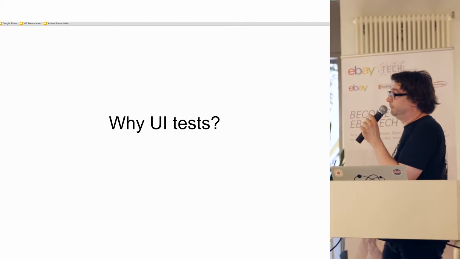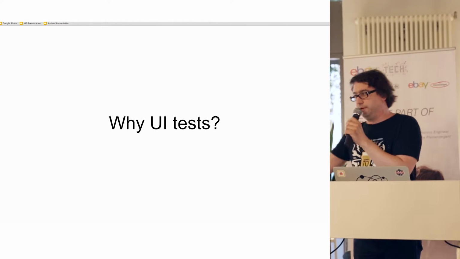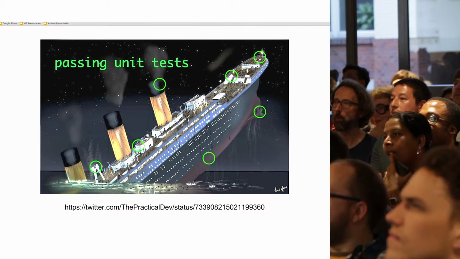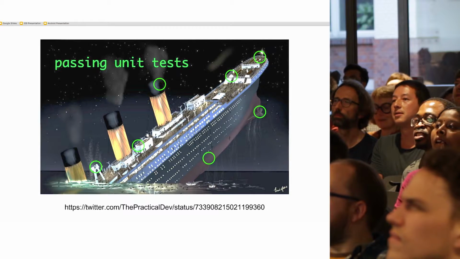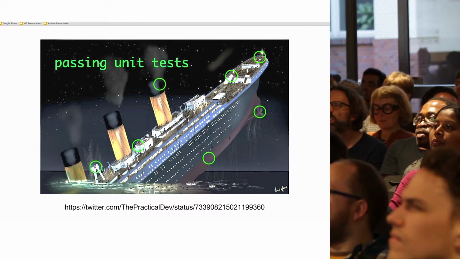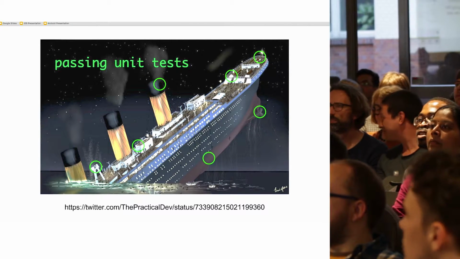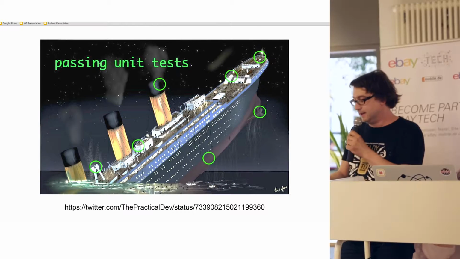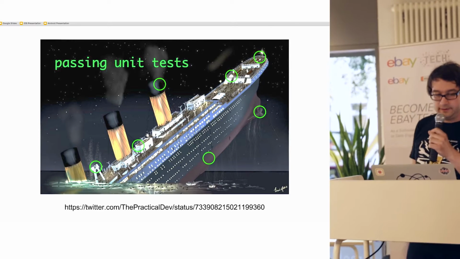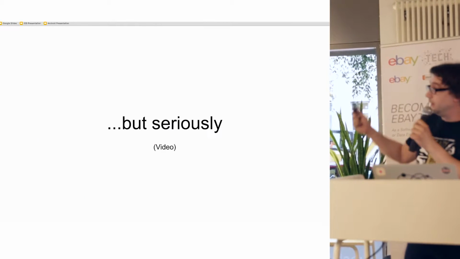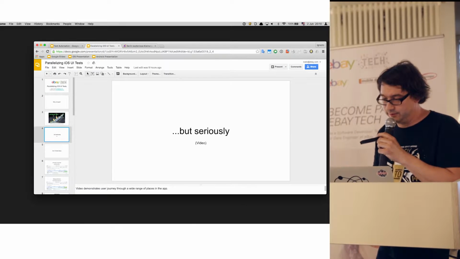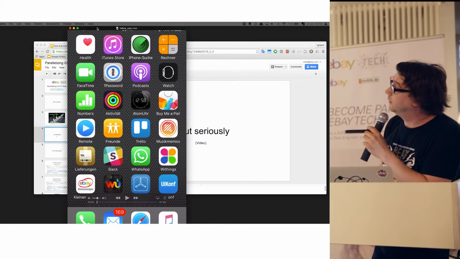Why UI tests? If I would put it into one picture, it would be this one. You see, the propeller is working, it has a unit test. The chimney is working, it has a unit test. So loads of other stuff is working, it has a unit test, but the ship is sinking nevertheless, because somehow you didn't test the whole system. And seriously, let me show you a video to really demonstrate what I mean.